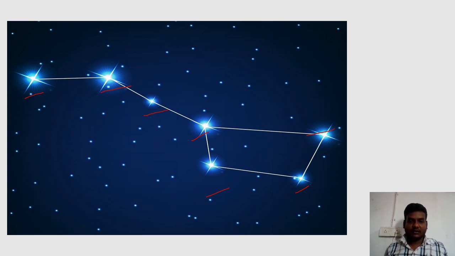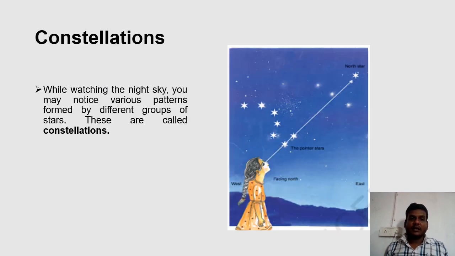Yes, students. Some of these pictures, we call them groups of stars. While watching the night sky, we may notice various patterns formed by different groups of stars. This is called a constellation. With this we can also find the direction to the north star.